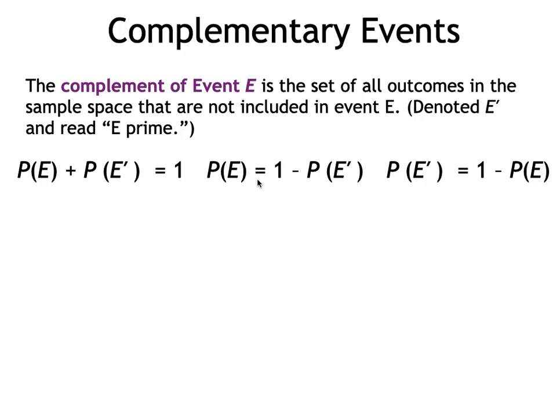Okay, so that means to say if we know the probability of its complement and we're looking for the probability of event E, we simply subtract the probability of its complement from 1. In the same manner, if we know the probability of an event E, we subtract it from 1 to get the probability of its complement. That's because the probability of our sample space is equal to 1. That means to say the sum of all probabilities in your sample space is equal to 1.